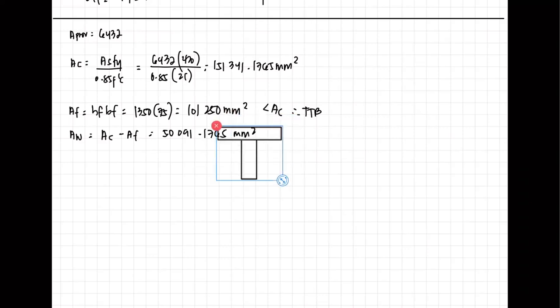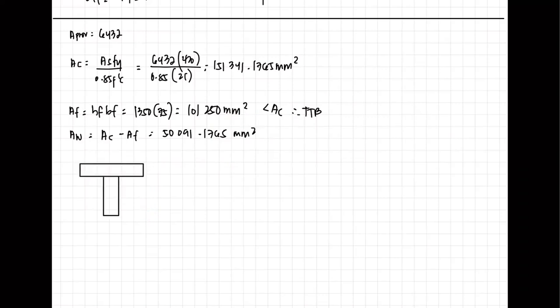Yung figure niyan ay ganito, no? Ito yan. Ito yung area ng flange. Area ng web is ito. Okay? So ito yung sa area ng flange. Ito yung sa area ng web. Okay? Alam natin na itong portion na to is 75, yung HF natin. Ito yung hindi natin alam. So, tawagin nating Y, o Y1.